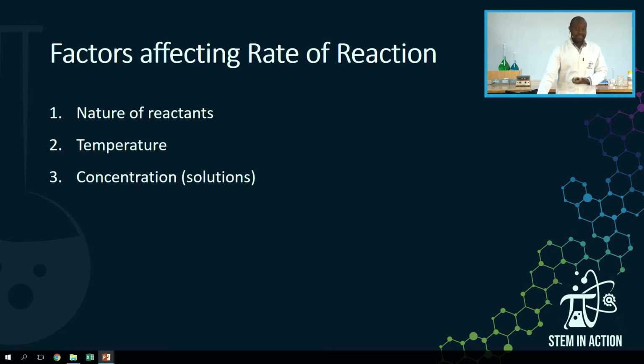Then the third one is concentration, and concentration is simply a measure of the amount of reactant particles per unit volume. So the more reactant particles we have per unit volume, the higher the chances of them bumping into each other, which improves the chances of effective collisions. So we're going to do a simulation to illustrate the effect of concentration on the rate of reaction.